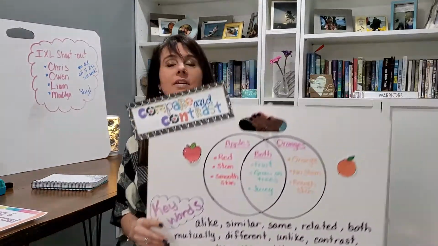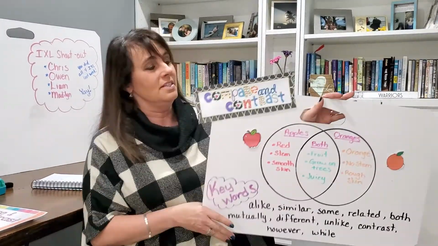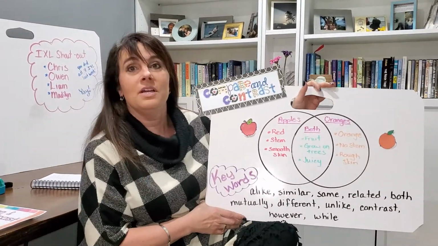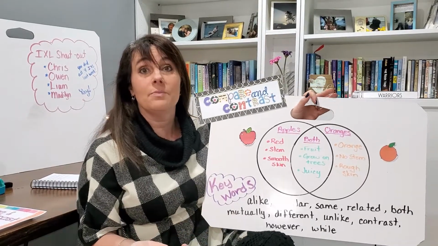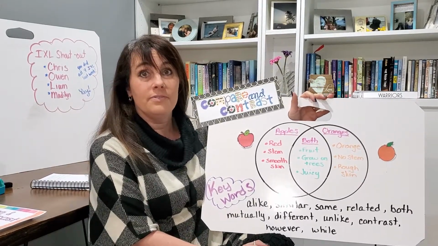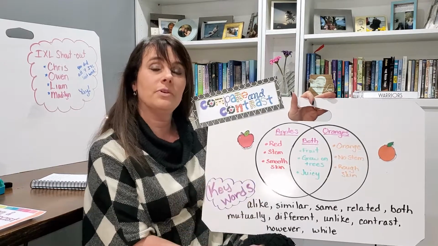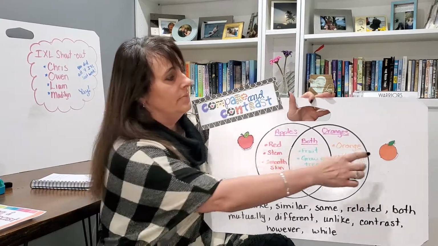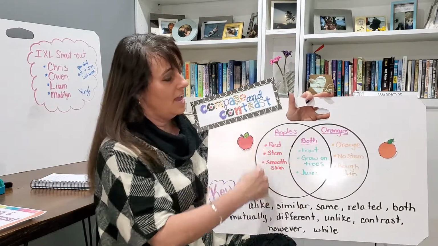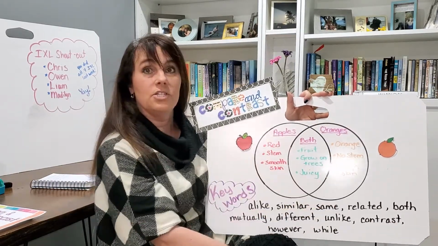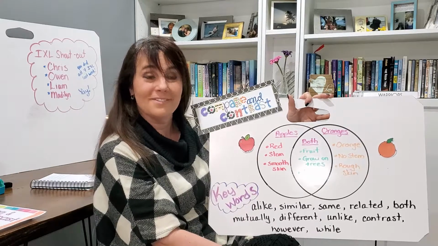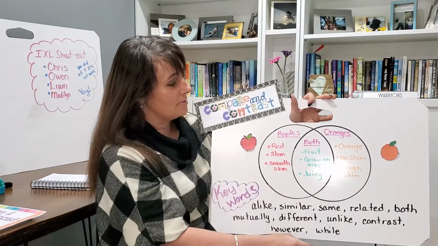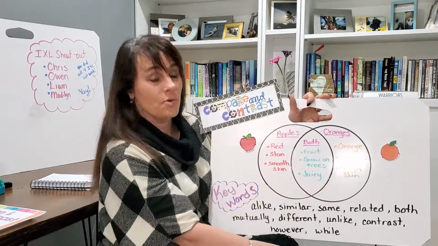All right, so I have my chart for you today. Here's our compare and contrast chart. Let's take a look here. I was doing a compare and contrast on something really simple. We've done this with a lot of different things, but I'm going to just remind you of compare and contrast using something simple like apples and oranges. I have my Venn diagram here that shows you the two different fruits. On this side I have apples, and on this side I have oranges.